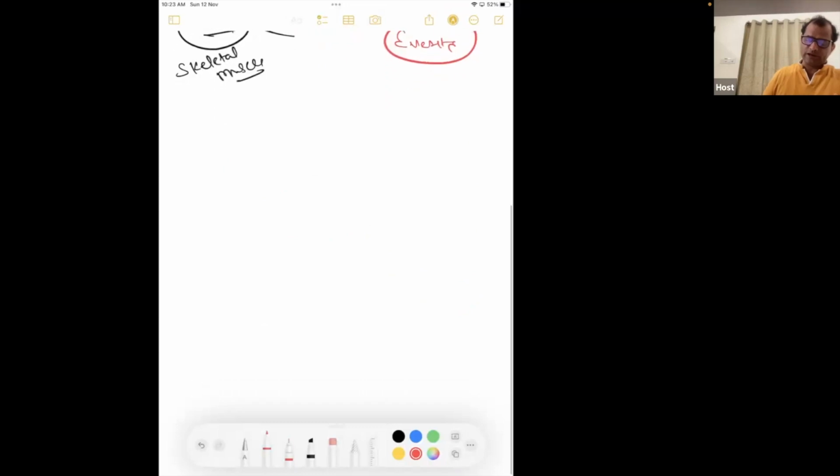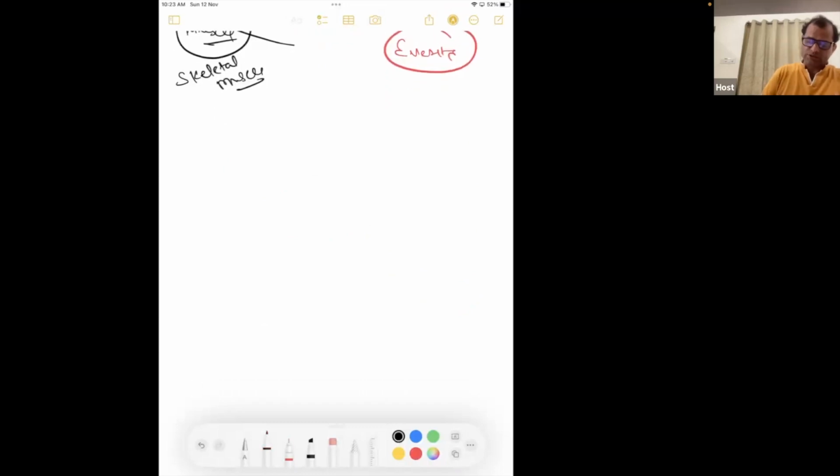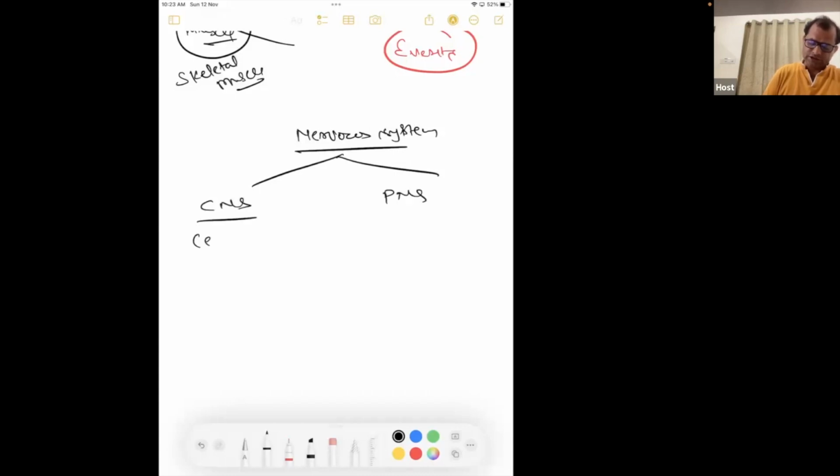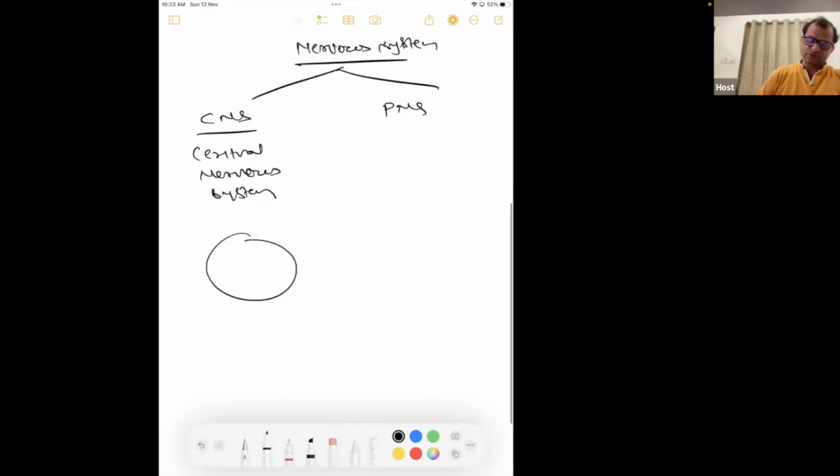First I would like to tell you what the nervous system is. The nervous system is the super commander controller. We can divide it into two parts, CNS and PNS. CNS means central nervous system, and the central nervous system means the brain, which is the supreme commander, and the spine. Together they are called the central nervous system.